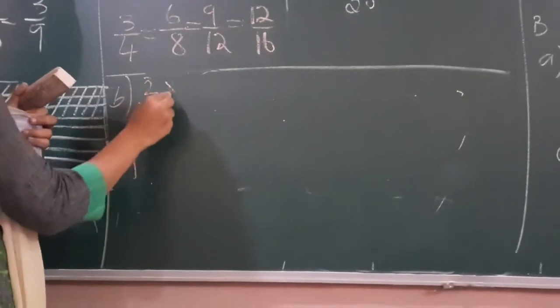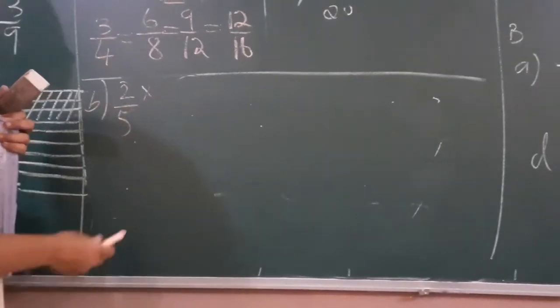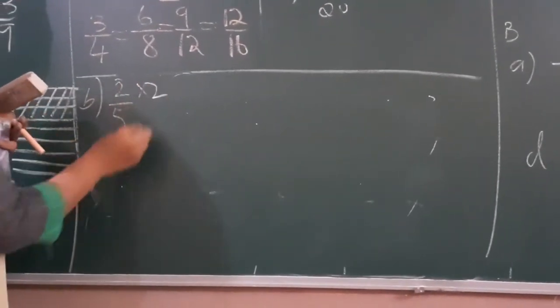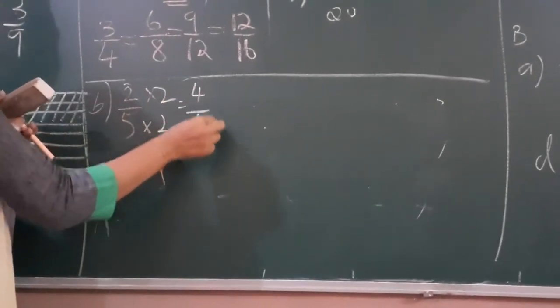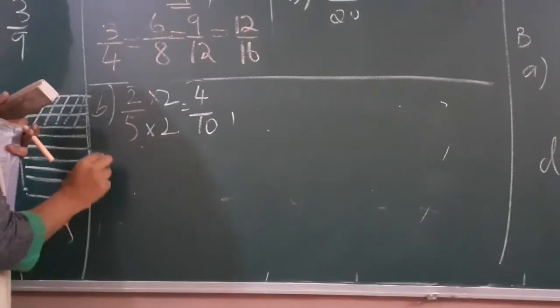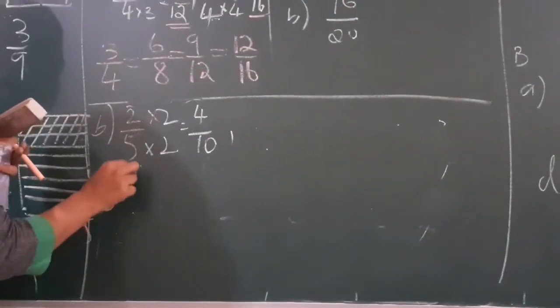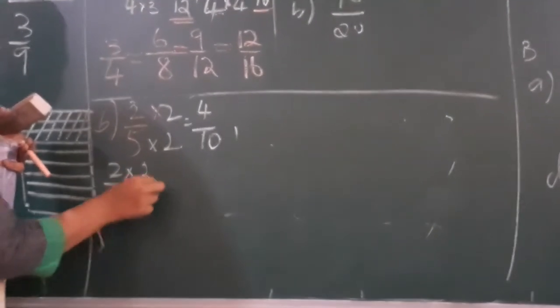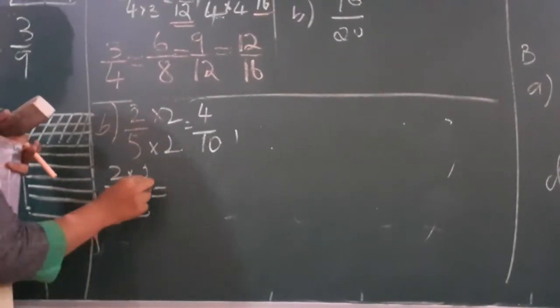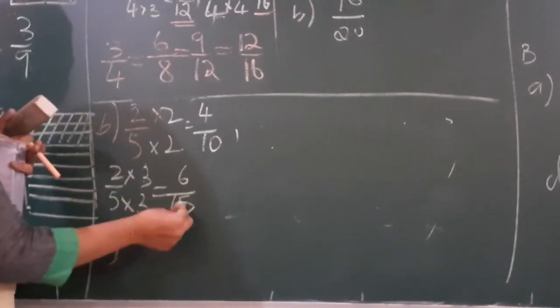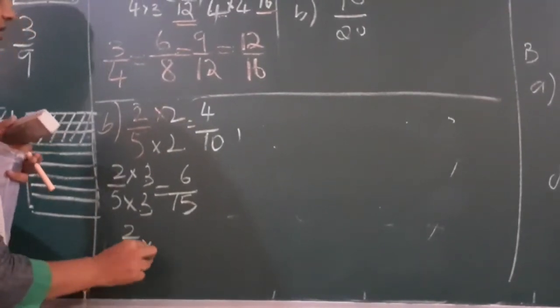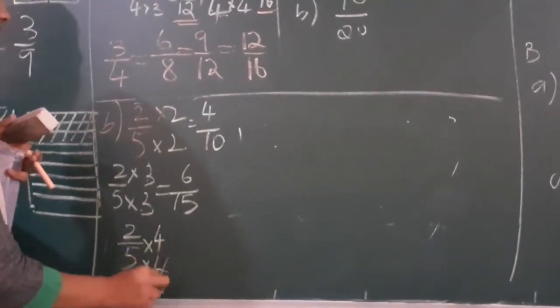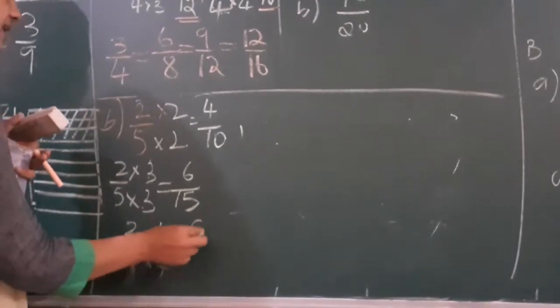Now similarly we do the second one here. First I take the number, multiply with which number? 2. What is the answer I get? 4 by 10. Now I will multiply the same fraction with 3. What is the answer I get? 6 by 15.